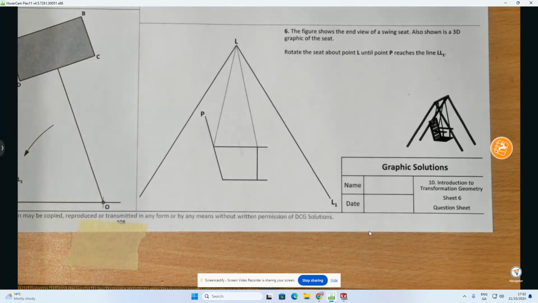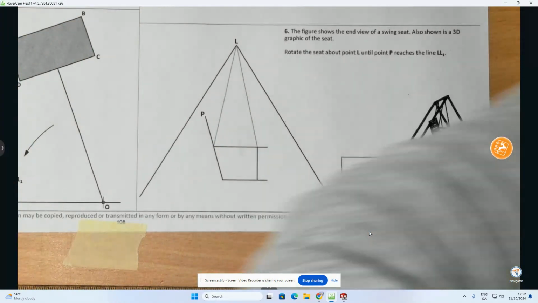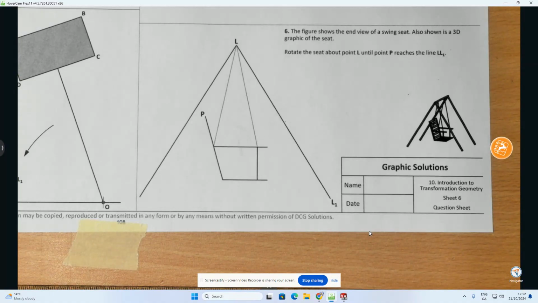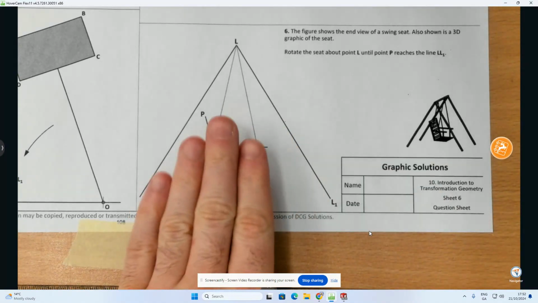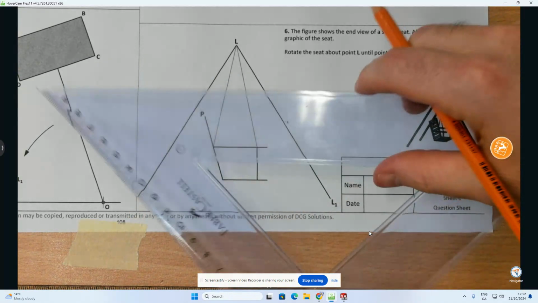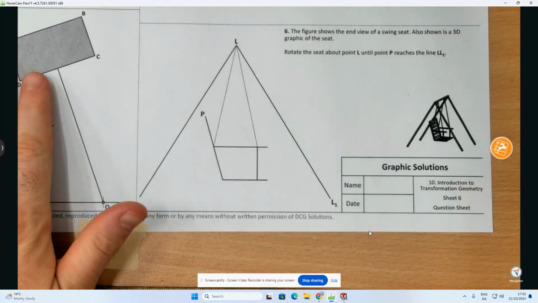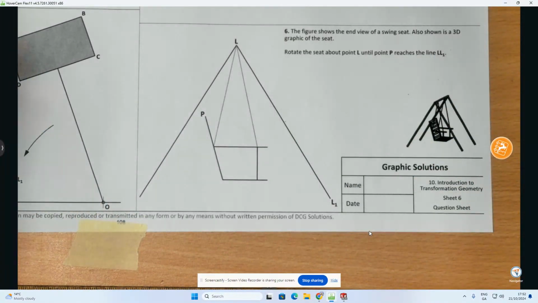Hi girls, so in this video what we're going to do is just complete the homework question based on this swing seat here. We did the other questions on the page based on the gavel and block. We did the adjustable set square as well, but these are the types of questions that can catch people out at times.